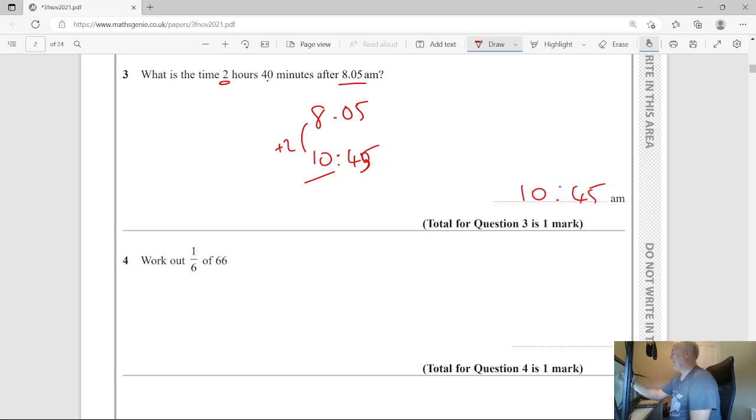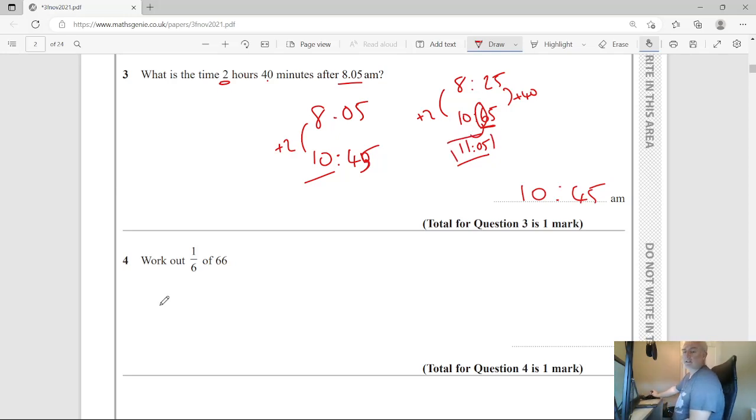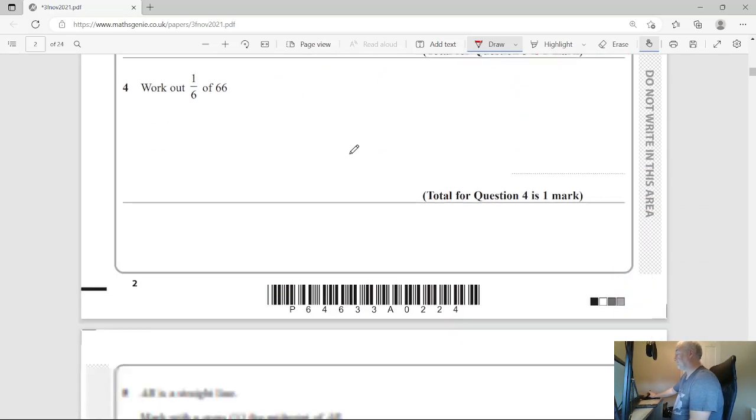Be careful if that was, for instance, 8:25. We could do the same method, adding the 2 hours gets me to the 10. But adding 40 minutes straight on gets me to 65. Remember, I can't go over 60 minutes. That becomes another hour. So I would have to move that forward, and it would be 11:05 if that was the case. So take care if that is the type of question that comes up. But on this one, 10 hours, 45 minutes. So 10:45 AM.